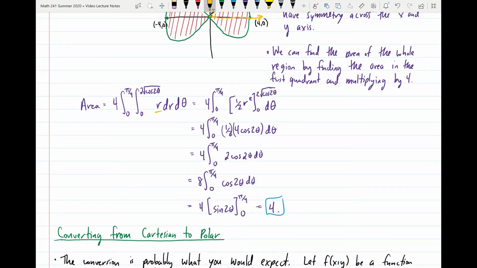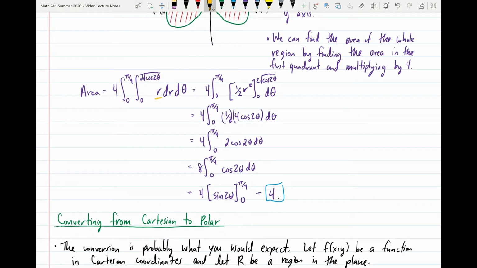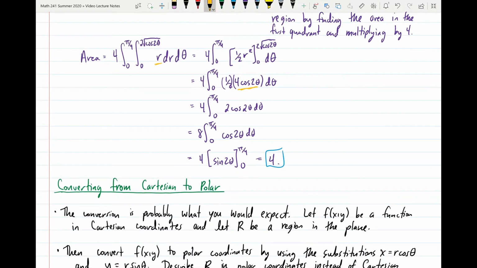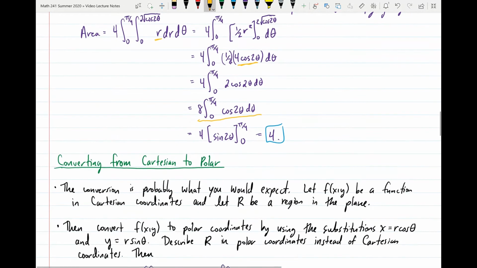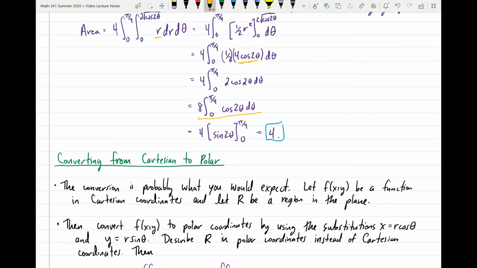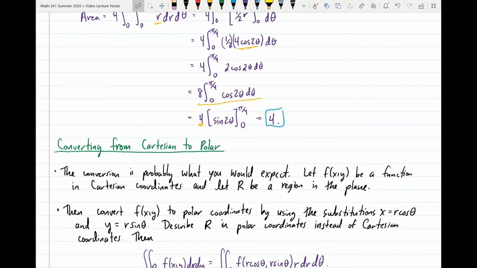Anyways, so we plug in 2 times the square root of cosine 2 theta for r, and we get this 4 times cosine of 2 theta here. And if we would plug in 0, we would just get 0, so we're not going to worry about it. We can do a little bit of simplifying, and we get down to this 8 times the integral from 0 to pi over 4 of cosine of 2 theta d theta. Well, the antiderivative of cosine of 2 theta is going to be 1/2 times sine of 2 theta, which is why that 8 went from an 8 to a 4. And we evaluate at pi over 4 and 0, and we end up finding that the answer is equal to 4.